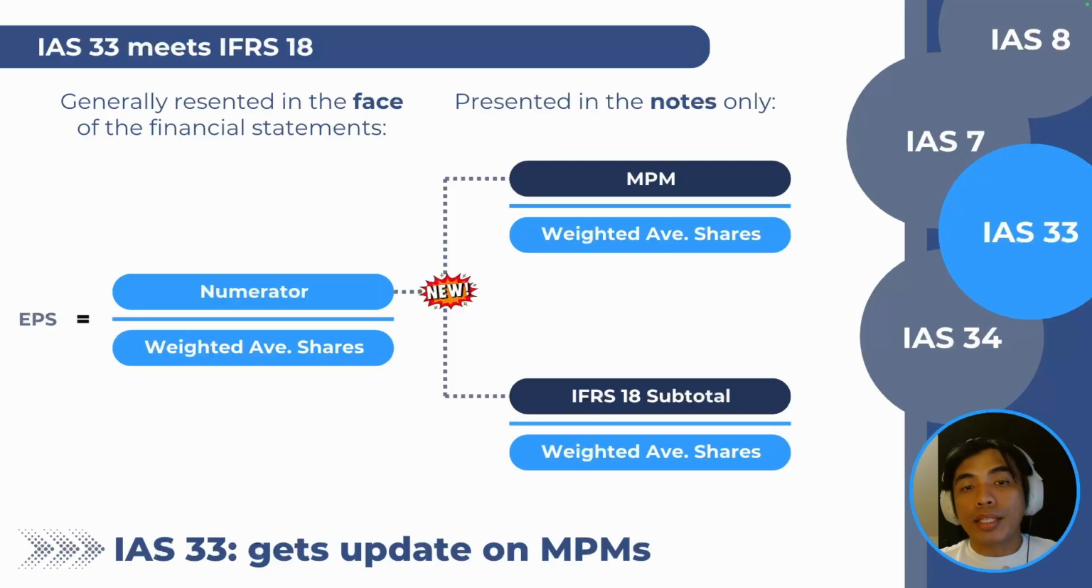And if the EPS is based on an MPM, the entity has to provide all the MPM disclosures under IFRS 18. So EPS itself is not a management defined performance measure, because an MPM should be a subtotal of income and expenses. But if you are using an MPM as a basis of an earnings per share calculation, then you treat that numerator as an MPM as well, with all of the required disclosures.